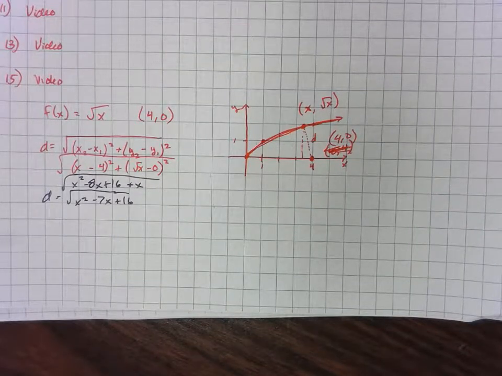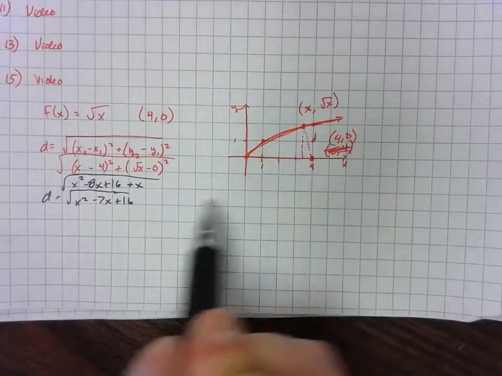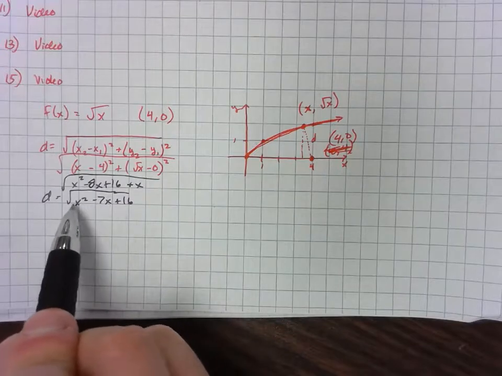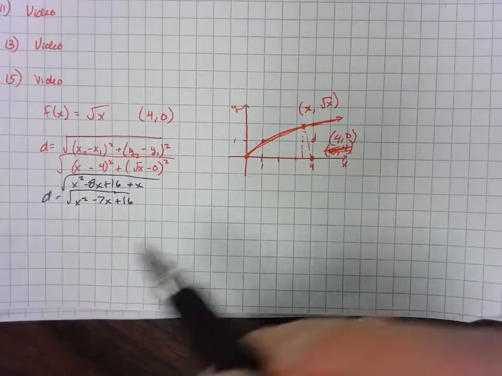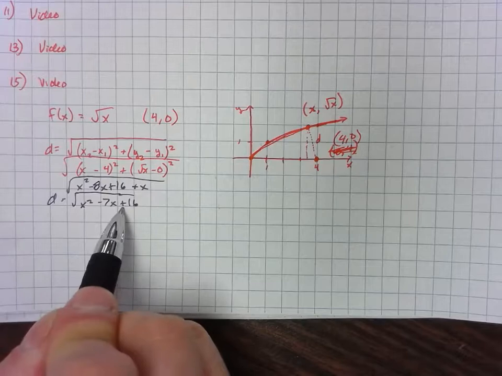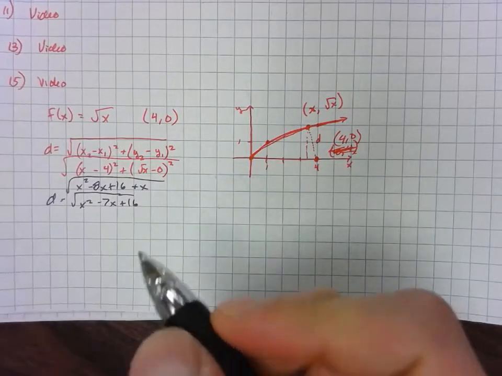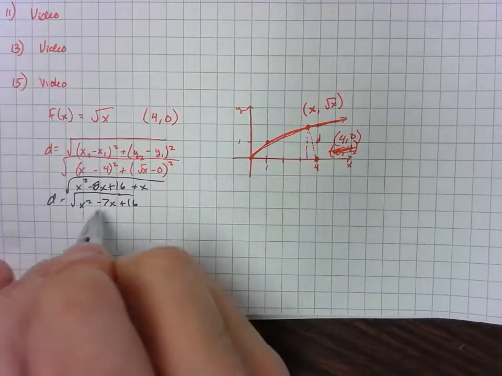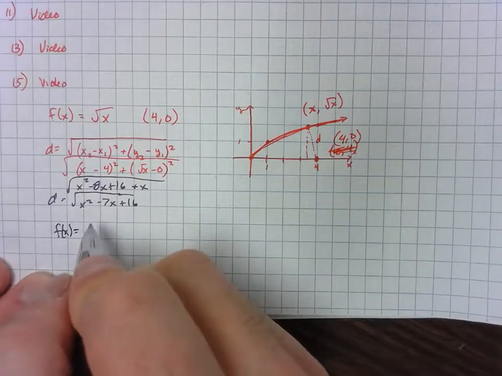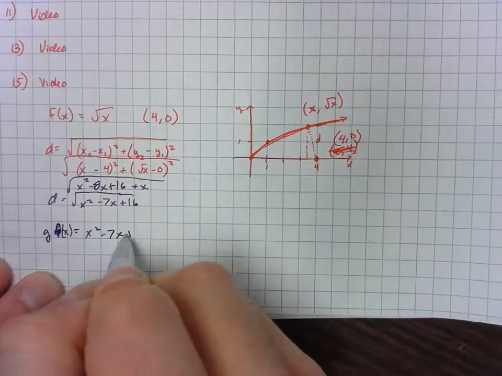Because this distance d is smallest when the expression inside the radical is smallest, we only need to find the critical numbers of what's inside the radical. So let's take what's inside there, and we'll say that that's f of x. Well, maybe I should call it something else because that's f of x. So I'm going to call it g of x equals x squared minus 7x plus 16.